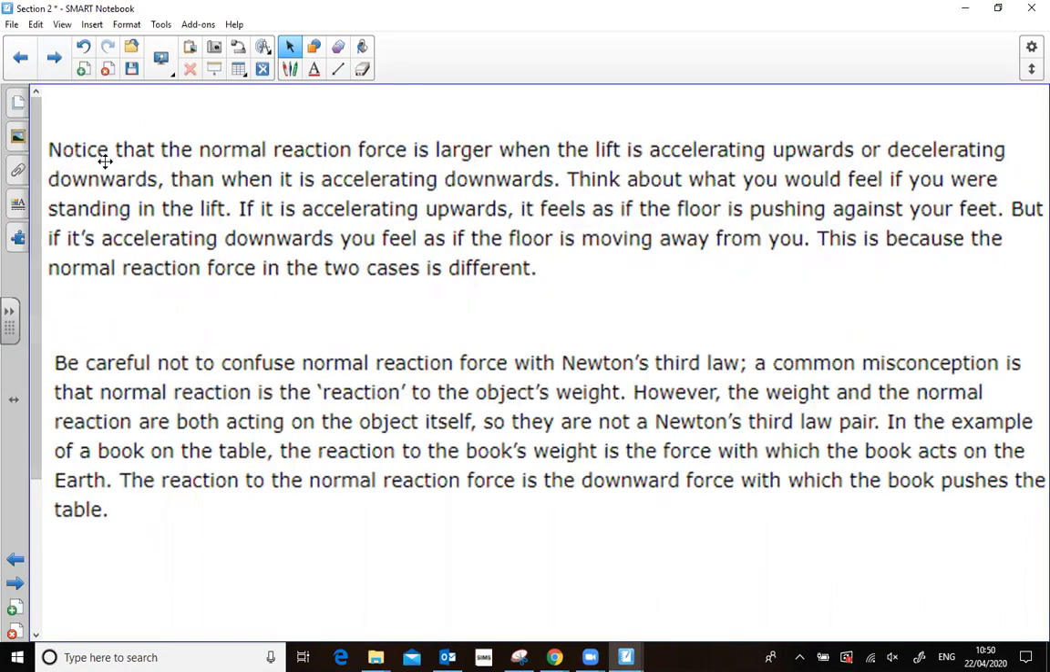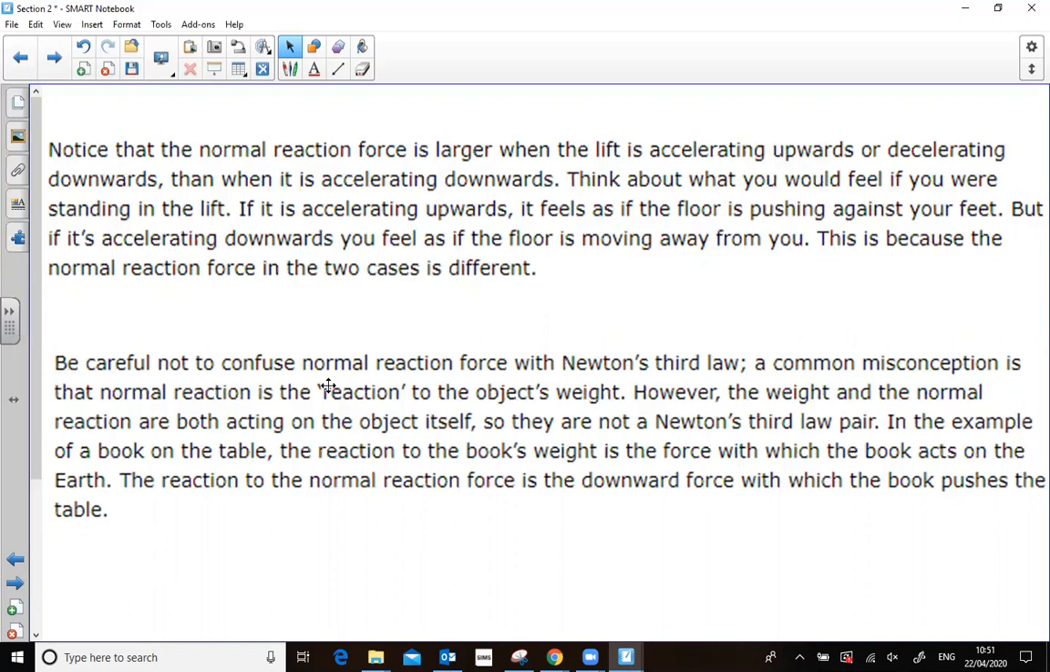Okay, so notice that the normal reaction force is larger when the lift is accelerating upwards or decelerating downwards than when it is accelerating downwards. Think about what you would feel if you were actually standing in a lift. If it is accelerating upwards, it feels as if the floor is pushing against your feet. But if it's accelerating downwards, you feel as if the floor is moving away from you. And this is because the normal reaction force in the two cases is different, just like how we worked out in the last example.